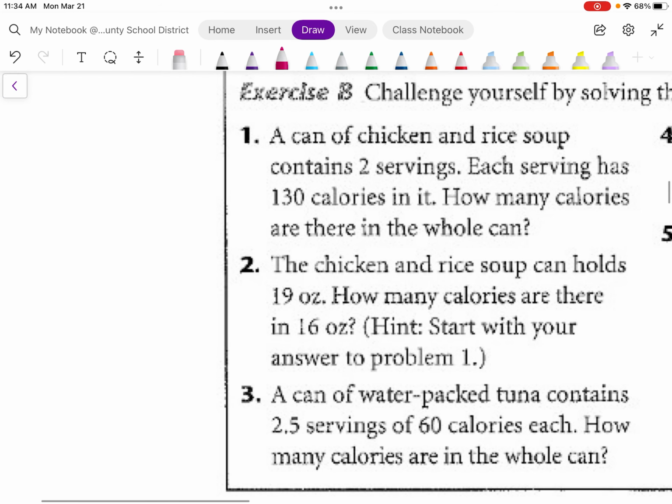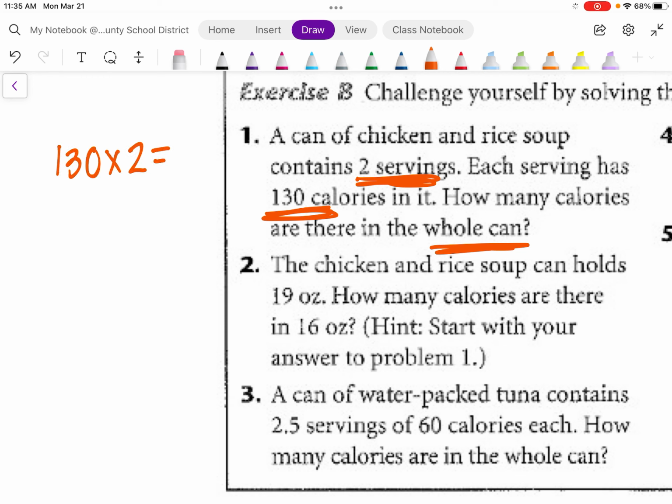Let's just do the first one together. So a can of chicken and rice soup contains 2 servings. Each serving has 130 calories. How many calories are there in the whole can? So a can has 2 servings, okay? And each serving has 130, so all you have to do in this case is 130 times 2, because we want to know how much is in the whole can, and the can has 2 servings. So 130 times 2 is 260. So there's 260 calories in the entire can.